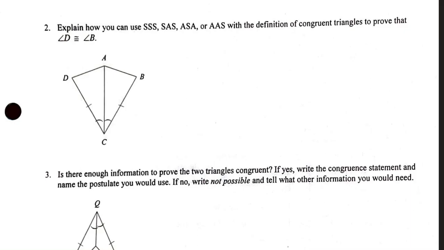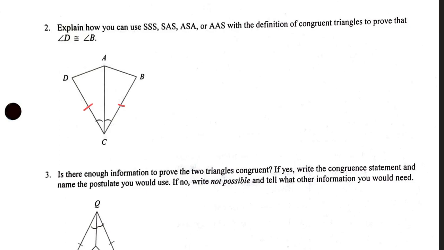Explain how you can use side, side, side, or angle, side, angle, or angle, angle, side with the definition of congruent triangles to prove angle D and angle B congruent. Well, first of all, segment DC is congruent to segment BC.